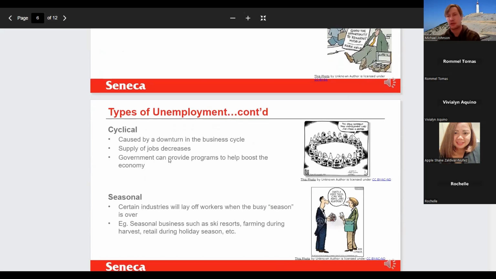Cyclical is when you're unemployed because of a recession. So maybe the economy shrank, so you lost your job because the economy shrank. That's what happens. If there's a recession, you may lose your job.